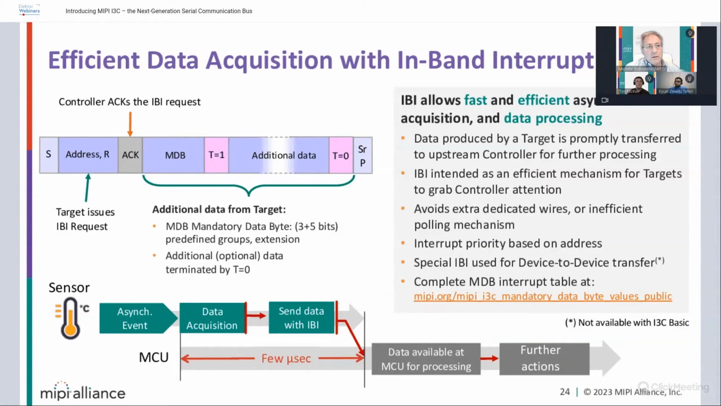So you are notifying the controller that you're generating an interrupt, but attached to that, you can also put some extra data. The first byte is what we call the mandatory data byte. It tells what kind of interrupt I'm generating. Is it an error, a data acquisition, or something else? In the case of acquired data, we can also send the data along with the interrupt. So this gives a very fast, efficient way not only to generate the interrupt, but also to pass the data in the same transaction. Here we're talking a few microseconds. So this is an example of how fast you can transfer the data to the controller.